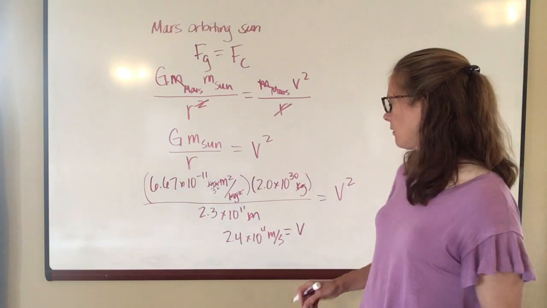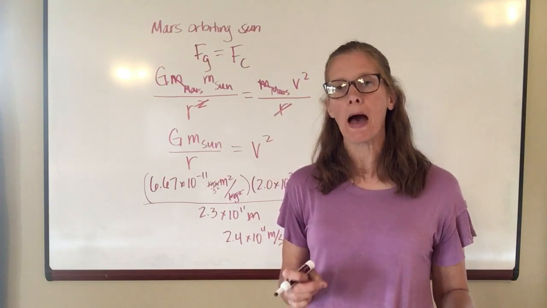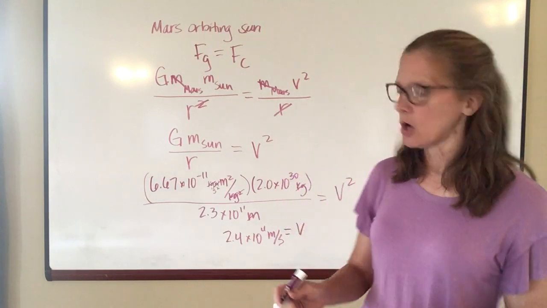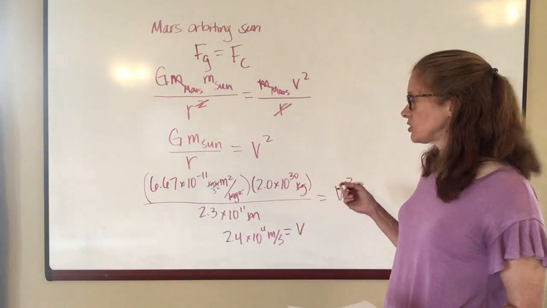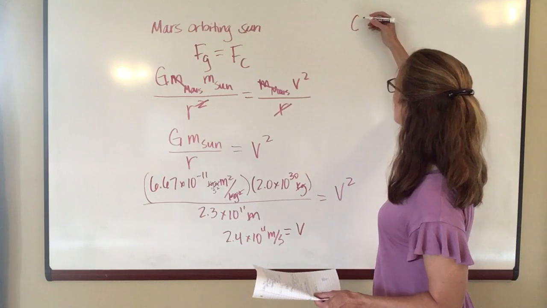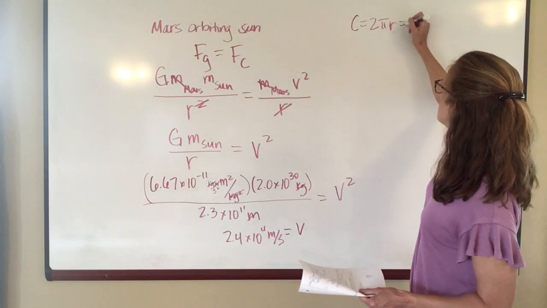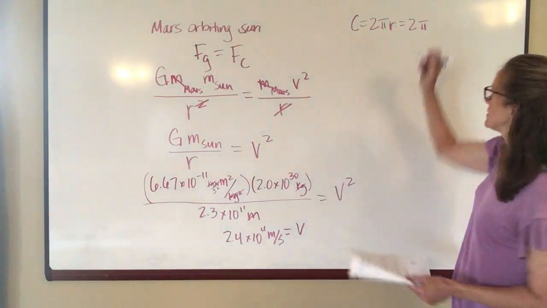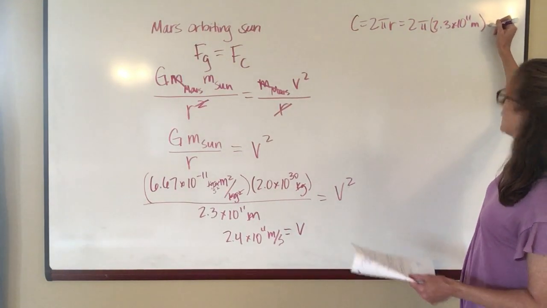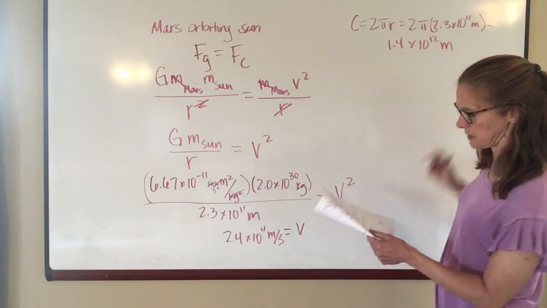Okay? Now, from here, they then ask you to calculate the period. So in other words, how long does it take Mars to go all the way around the sun one time? So first thing that I need to know is, how far is the distance around there? So I'm going to have to know the circumference of the orbit, which is 2 times pi times r. And so that is 2 times pi, and the distance I was given is 2.3 times 10 to the 11th meters. And so my circumference ends up being 1.4 times 10 to the 12th meters.